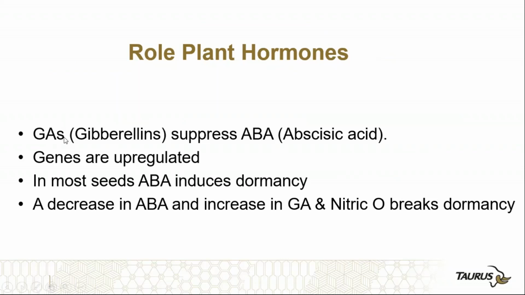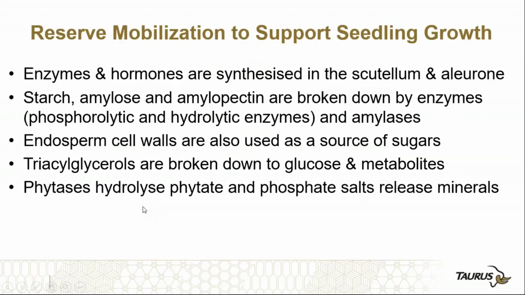So gibberellins suppress ABA, abscisic acid. Abscisic acid levels rise in the fall and put the seed into dormancy. When we get imbibition, the genes are upregulated for gibberellins, and gibberellins suppress ABA, and we get breaking of dormancy. Then the plant starts remobilizing using enzymes, and hormones are synthesized, as I said, in the scutellum and aleurone.